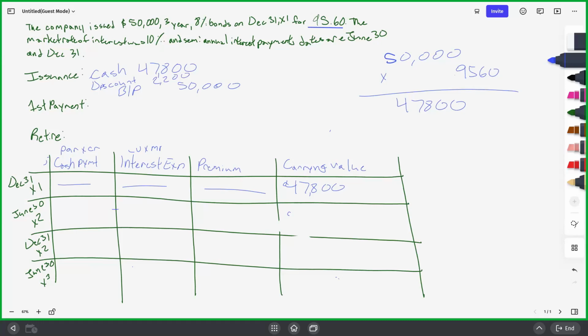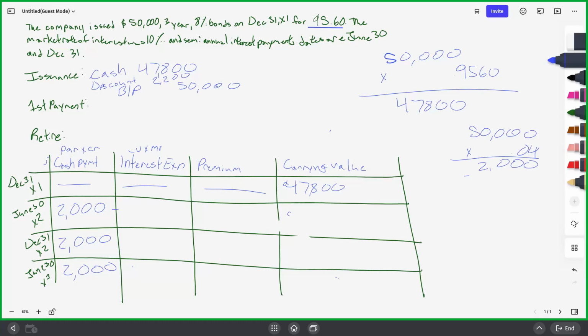Any questions so far? All on the same page? Got it. I know I'm just kind of rushing through this, but at any point I will stop to explain something. So as before, we times our par times our contract rate. We did not change our contract rate, so we still have that 8% semi-annual. So you do 50,000 times 0.04, which should get you 2,000. Yep. And your cash payment never changes.